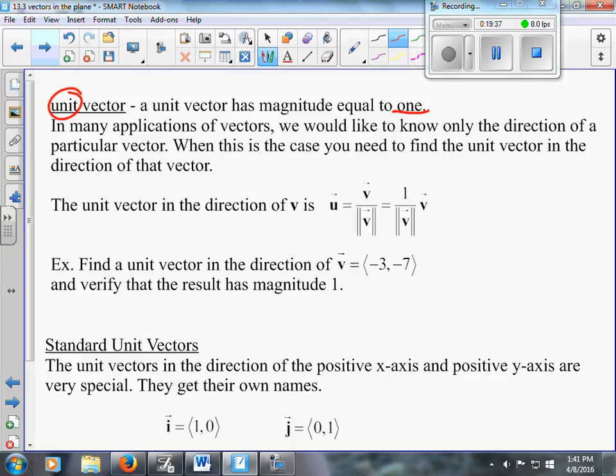We're going to take the x component and square it, and the y component and square it, and you get the square root of 9 plus 49, which is 58. So this vector is the square root of 58 units long. That's between 7 and 8 units long. I want it to just have length 1.